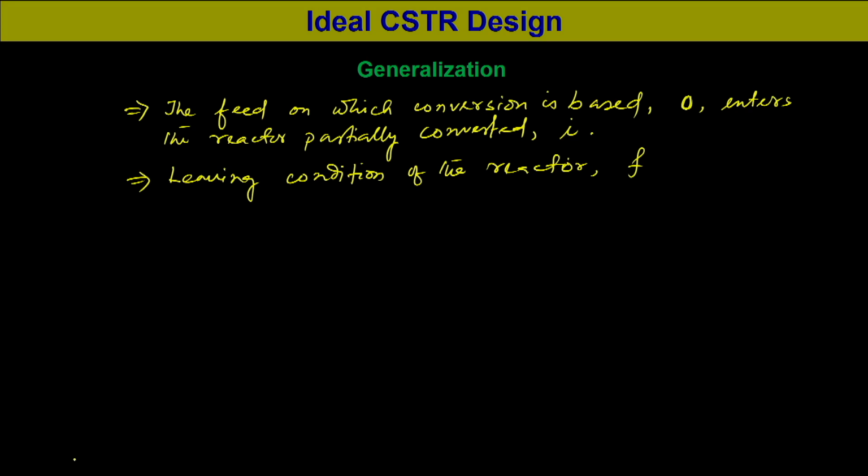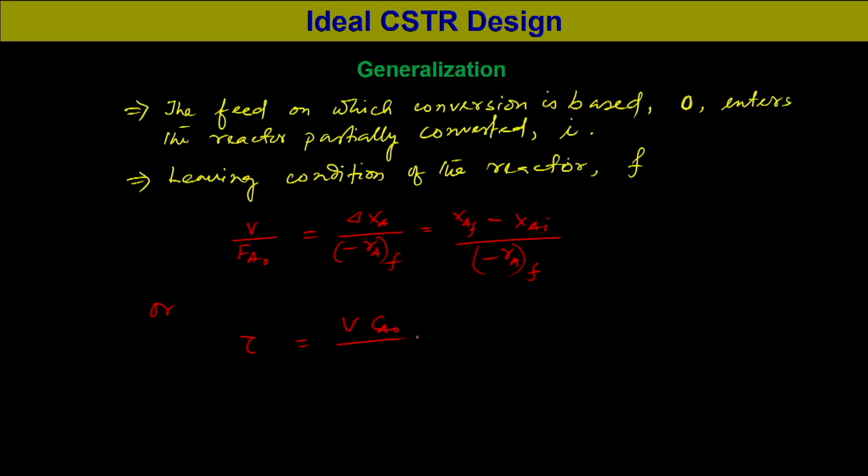Then the earlier equations we can write V by F A naught would be equal to delta X A by minus R A F, which is equal to X A F minus X A I divided by minus R A F, and or tau is equal to V C A naught by F A naught is equal to C A naught into X A F minus X A I divided by minus R A F.